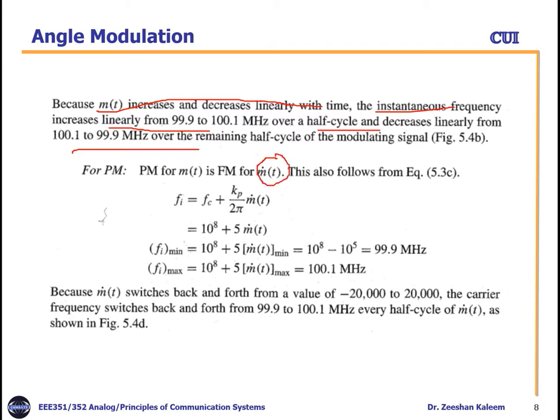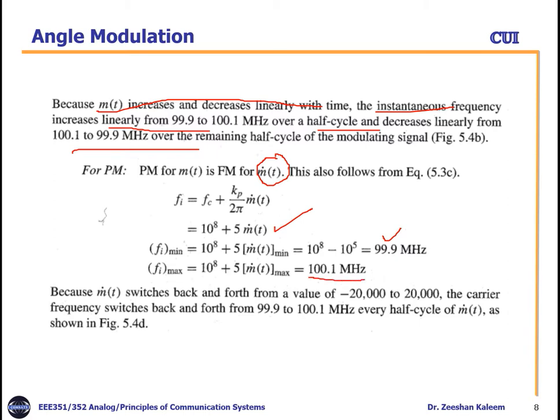So after putting in fi equals fc plus kp m dot(t) over 2 pi, where 2 pi is a constant and kp is a known value, when we put the values here and solve this again, we will get 10^8 minus 10^5, which is 99.9, and 10^8 plus 5 into m dot(t), which is 2000, right? The maximum value is 20,000. So it becomes 100.1.